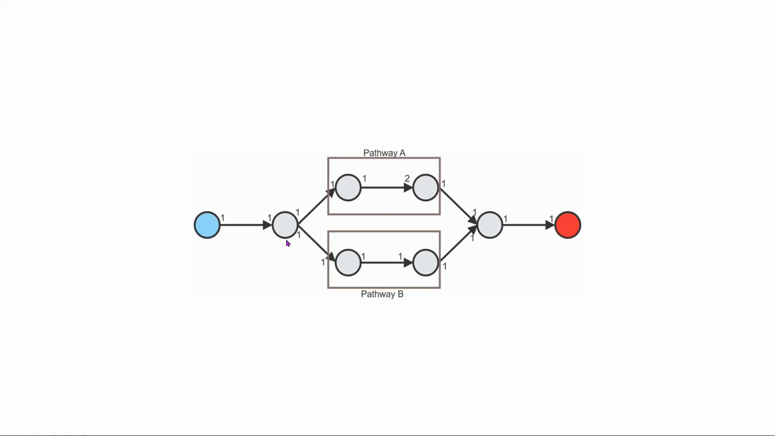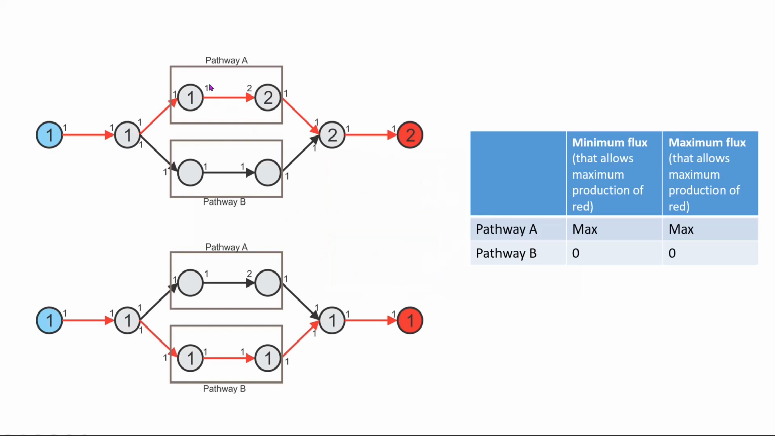When the route through pathway A is chosen, because this reaction uses one metabolite as substrate and produces 2 metabolites as products, there is a total production of 2 red metabolites. On the other hand, on pathway B, one substrate generates 1 product, and therefore only 1 red metabolite is produced. In this scenario, there are no alternative routes that allow maximum production of the red metabolite, and no flux should go through pathway B. This also means that maximum and minimum flux in pathway A will be equal.